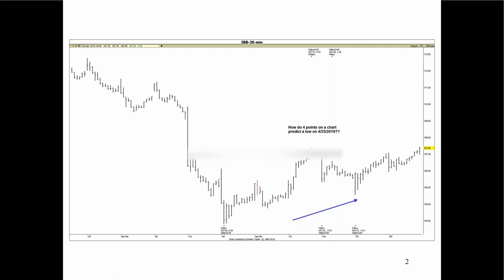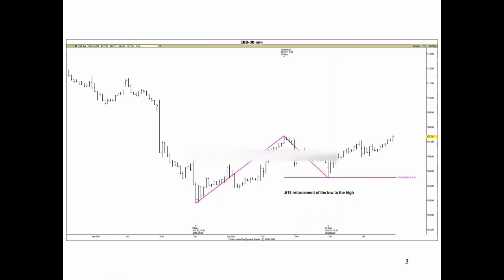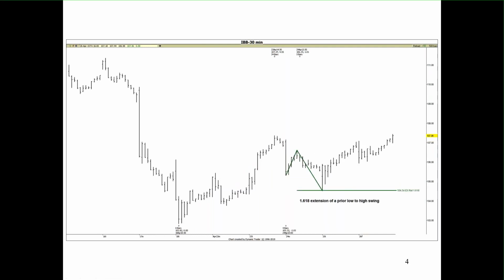This is actually a 30-minute chart in IBB. And first, what we had was a retracement of low to the high. 618 came in at this 104.56 area. So that's one price relationship. And then on the same chart, I also ran an extension of this prior low to high. And we had the 1618 extension that came in at 104.54, very close to where the other price relationship was.